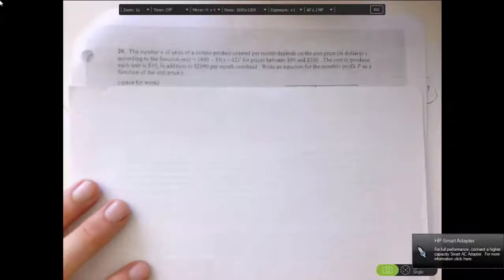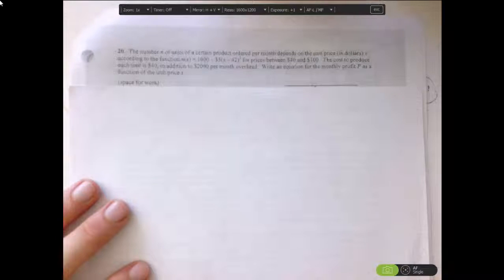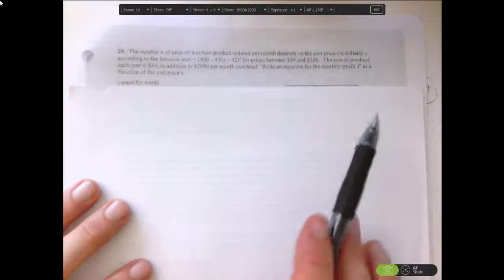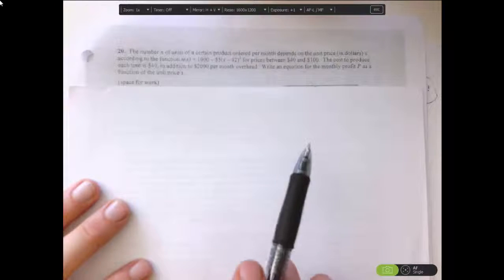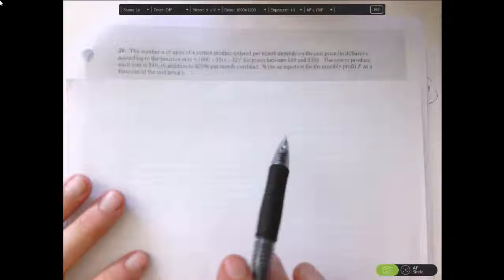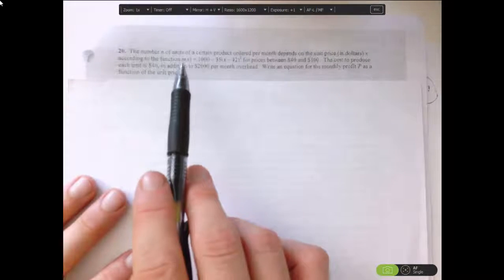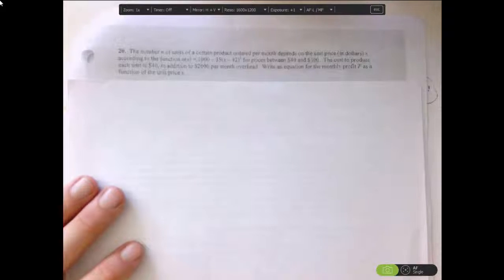Alright, so it says the number n of units of a certain product ordered per month. So it sounds like I'm ordering products. N is the number of units I'm ordering per month. And that depends on the unit price in dollars, x. Alright, let's pause. Does that make sense? The number of units ordered depends on the price. Yeah, that makes sense. If it's more expensive, maybe there will be fewer people trying to buy it. If it's less expensive, maybe there will be more people trying to buy it. So that makes intuitive sense.